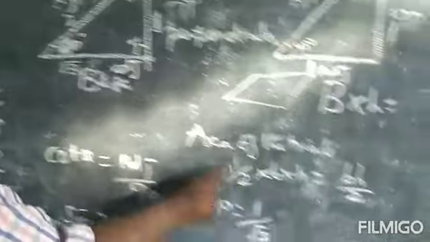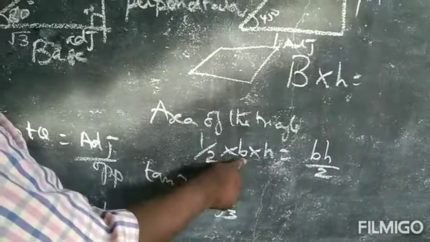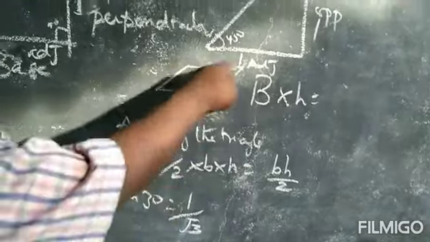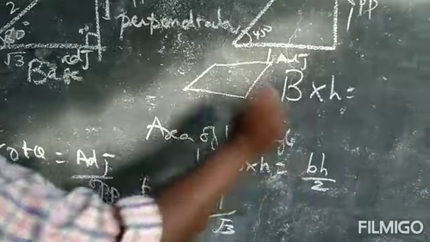Actually, the area of the triangle is equal to half into b into h, which is bh by 2. b is equal to base, h is equal to the height. So, half of the parallelogram is nothing but the area of the triangle: 1 by 2 into b into h is equal to bh by 2.